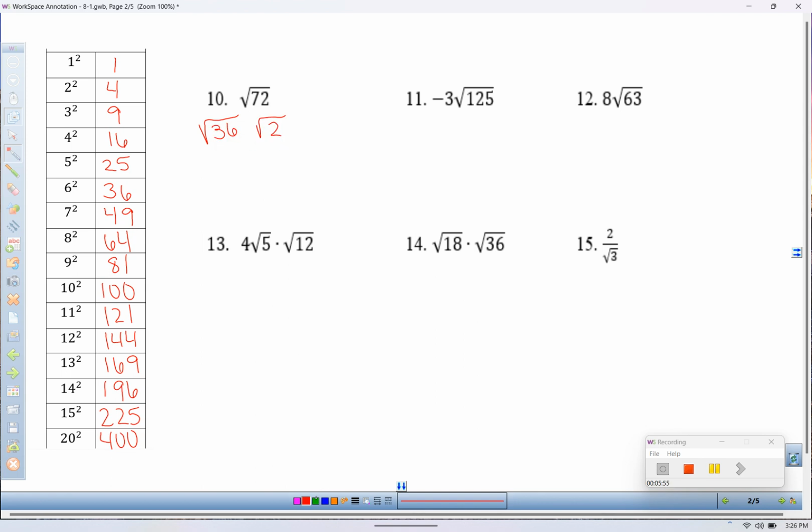Okay, so now I can reduce this more. The square root of 36 is 6, and radical 2 cannot come down anymore. That's as far as it can be simplified.